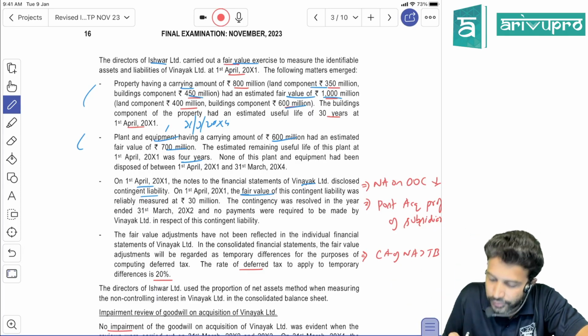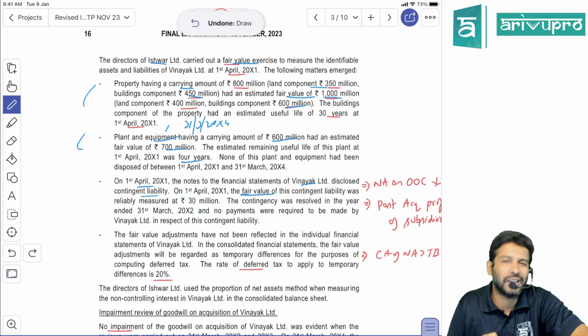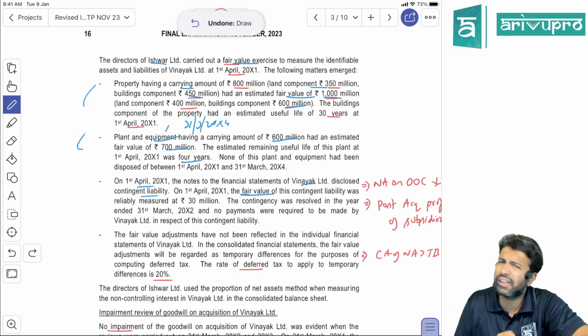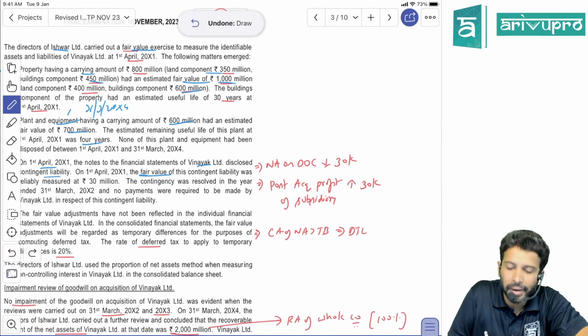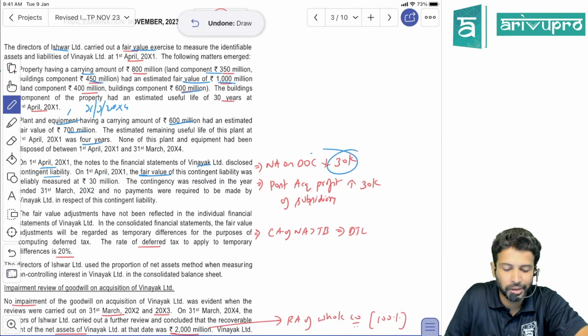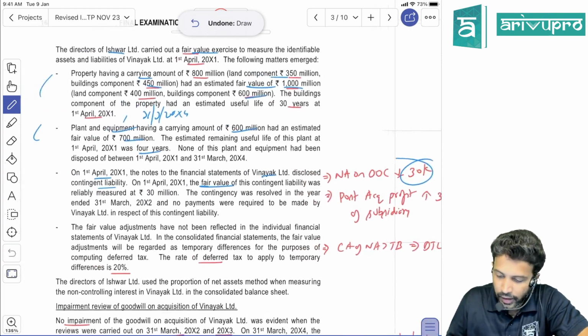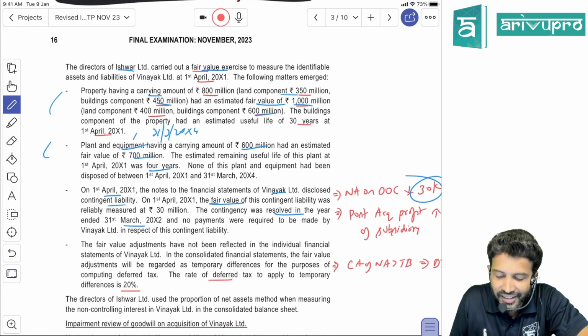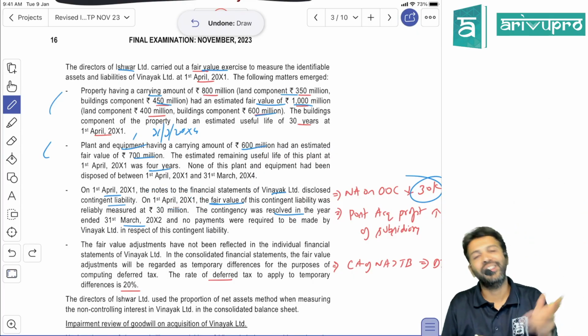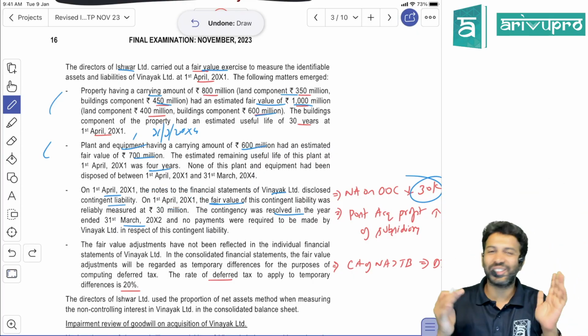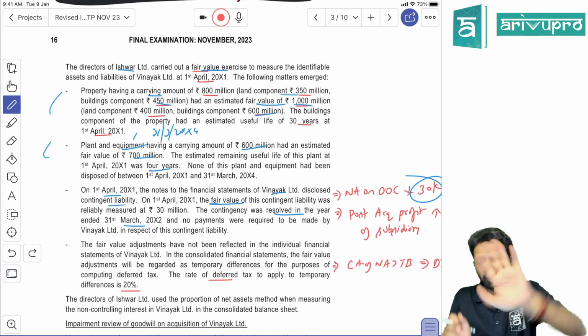So one extra liability you need to record. How much is that? The fair value of contingent liability is 30 million. So when you record one liability, net asset balance will reduce on the date of control by 30 million. If you have to express in thousands, it will be 30,000. Okay. Yeah, the contingent liability was resolved in the year ended 31st March 20x2. So on the date of control, 1st April 20x1, it came. Okay. Immediately at the end of the year, it has got resolved. That means whatever contingent liability you booked, you need to reverse it.